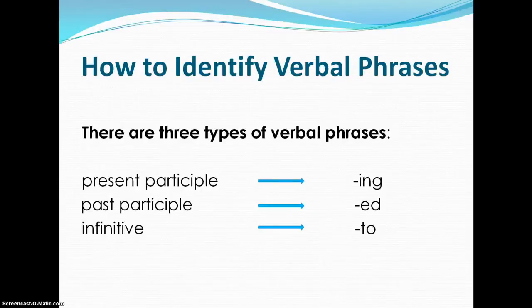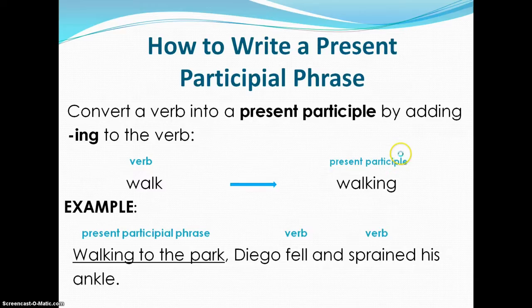So there's a present participle, and you can identify it by the ing. You have a past participle, and that one you can identify by the ed, and you have the infinitive, and that presents the to. So even though these may look like verb endings, these verbal phrases are not verbs.